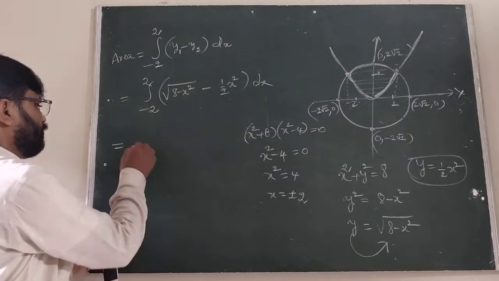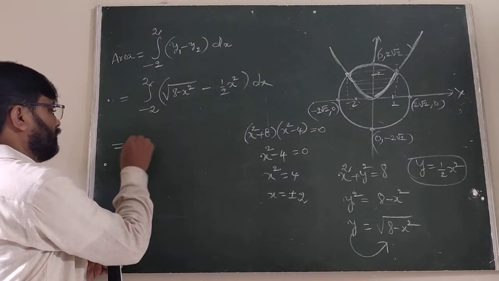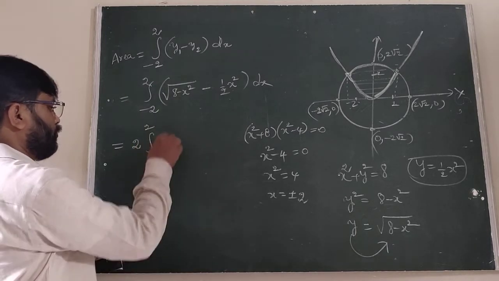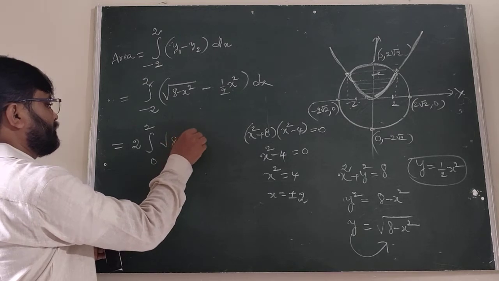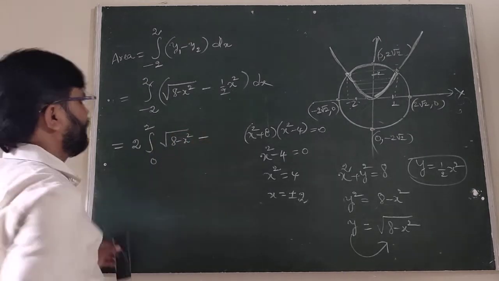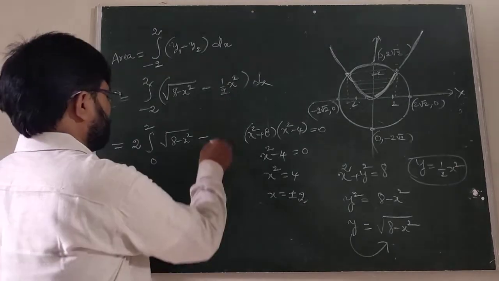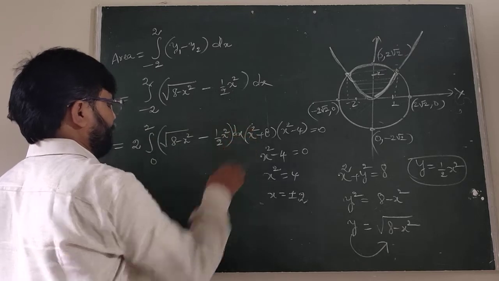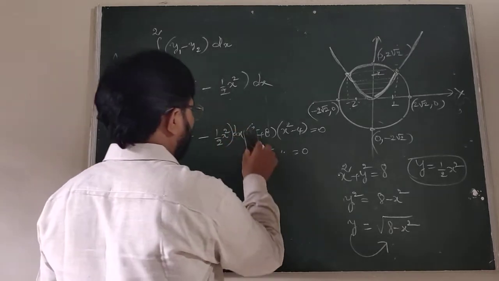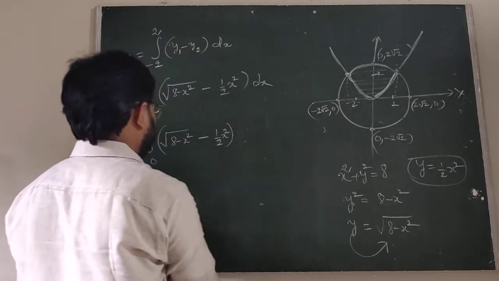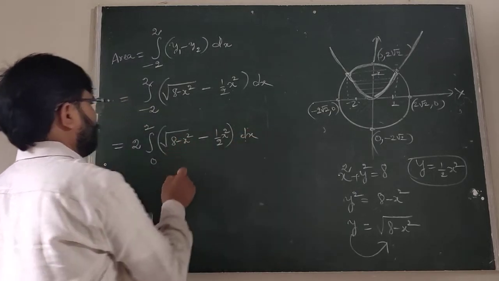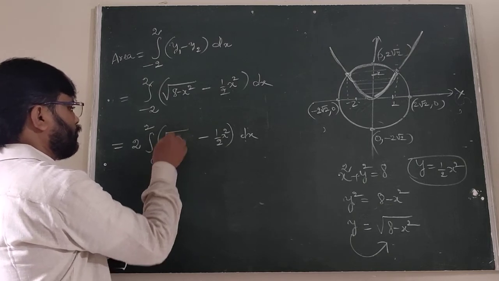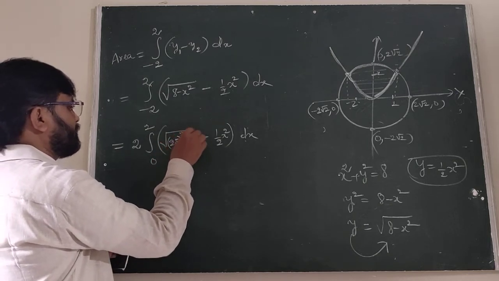Now simply you can write 2 into the integral from 0 to 2 of (root of 8 minus x square minus 1 by 2 x square) into dx. Okay. Now first we can write the root of... How do we write the 8? 8 can be written as (2 root 2) whole square minus x square.